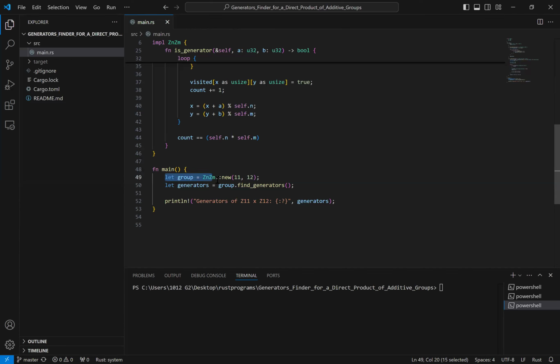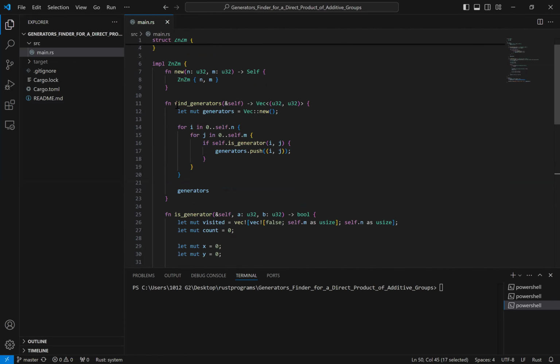So the group, I've said N is 11 and M is 12. This is where you enter what you want. So I'm dealing with Z11, Z12. And then after inputting N and M, it calls on the find generators function.